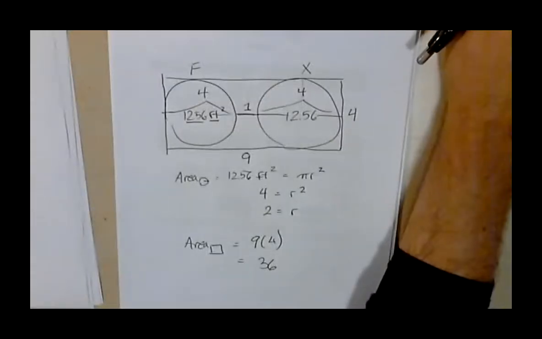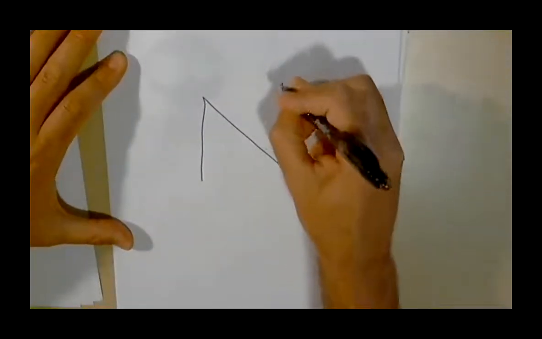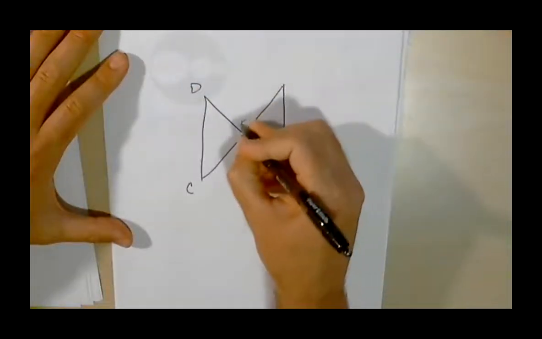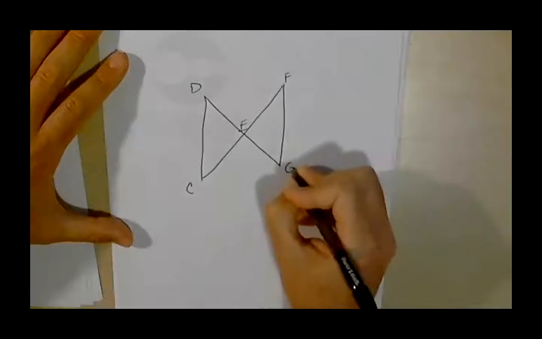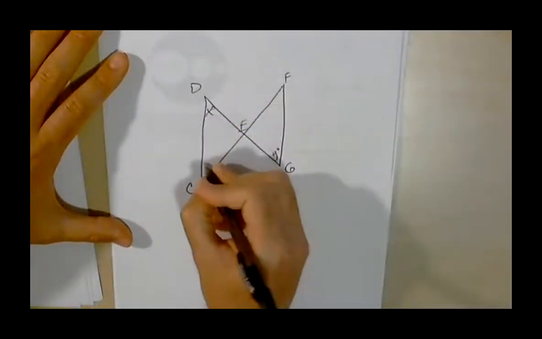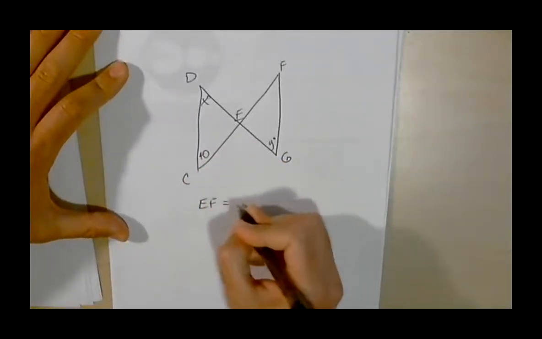Okay, so flipping back once again, we're going to do the flood step setup for this. So give me just a moment and we'll redraw it, and then we'll solve it. So we have a bow tie, essentially. And this is C, D, E, F, and G. This is X and that's Y. And this is 40. And they're saying also that EF equals EG.